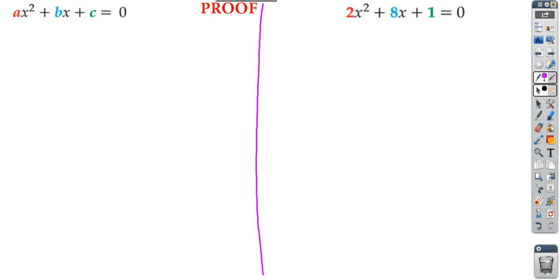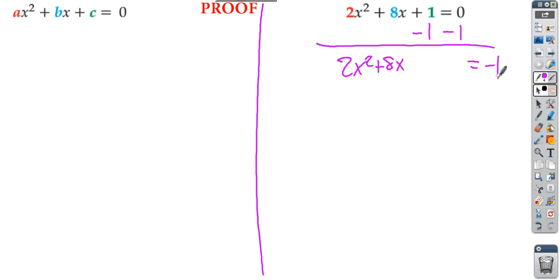So the first thing we do in completing the square, the 1 right here is not working for us. It's not going to factor. So we'll move it over. And so we get 2x squared plus 8x equals negative 1. Same thing over here. The c is not going to factor, so we will move that over. And we get ax squared plus bx is equal now to negative c.